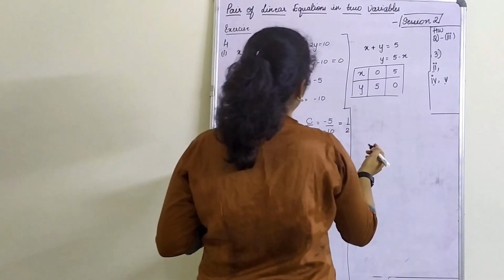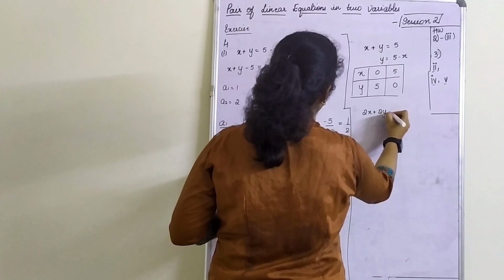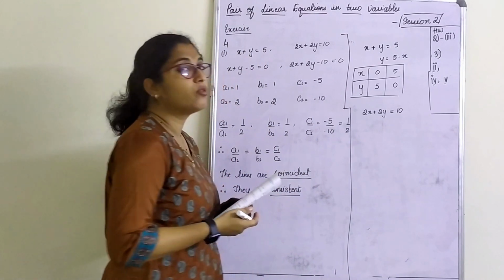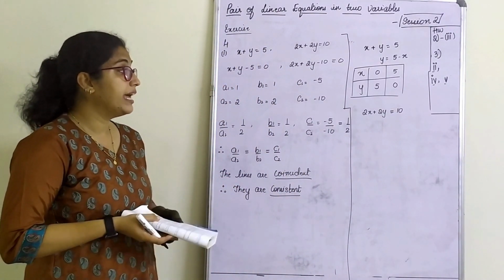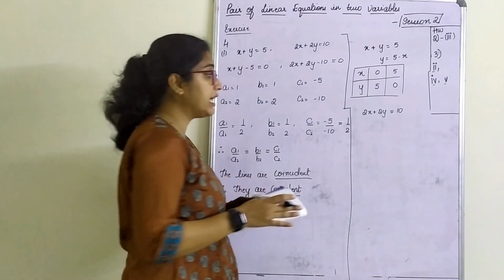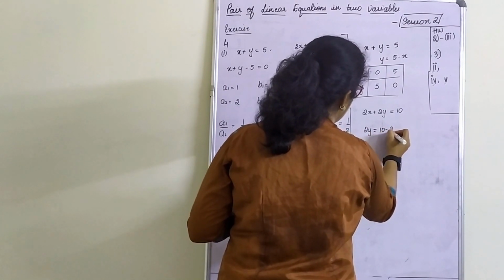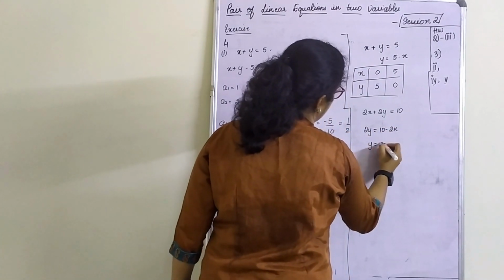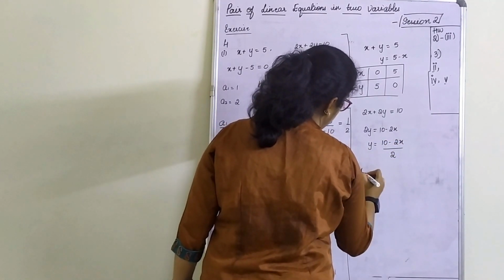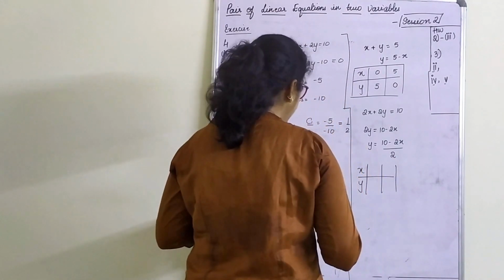For the next one, 2x plus 2y is equal to 10. Now see here, I can again take 2 common. If I take 2 common, what will I get? X plus y is equal to 5. I'll get the same equation repeated. That's why don't take any common, solve as it is. 2y is equal to 10 minus 2x. Y is equal to 10 minus 2x divided by 2. X and y. So what values will you take for x and y?